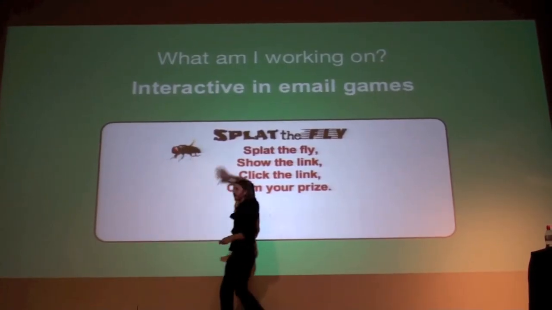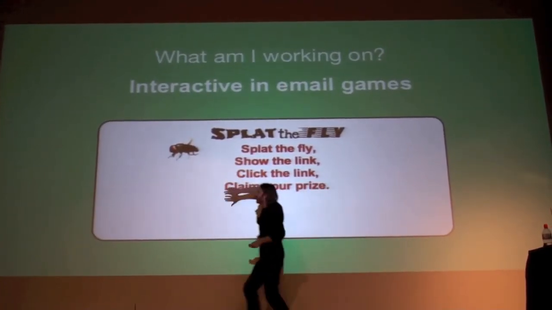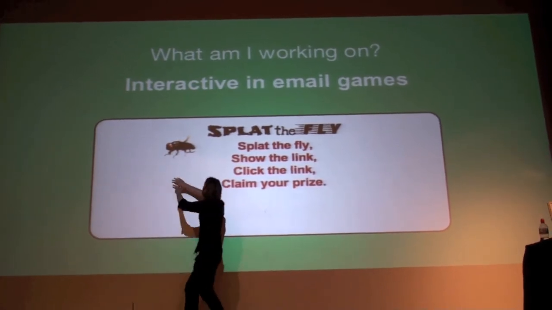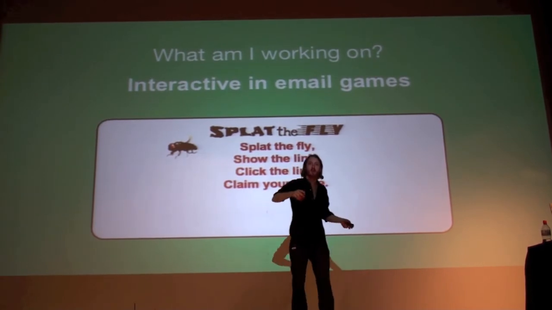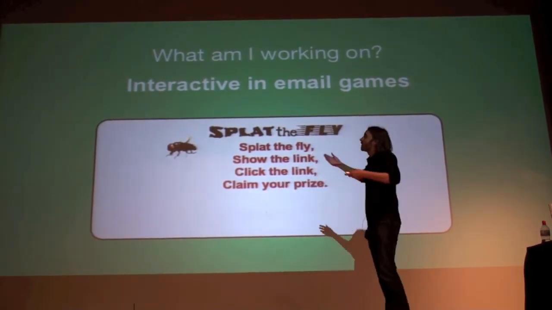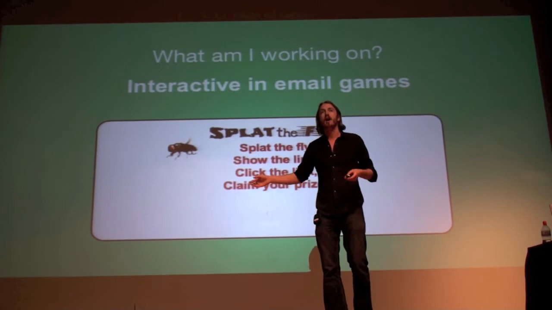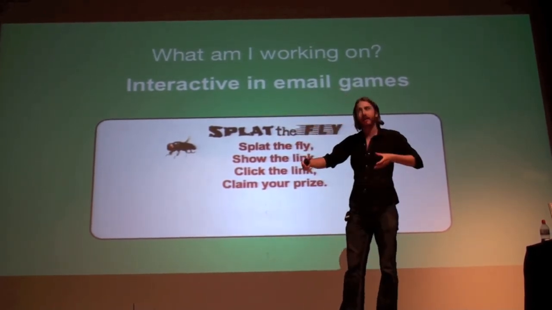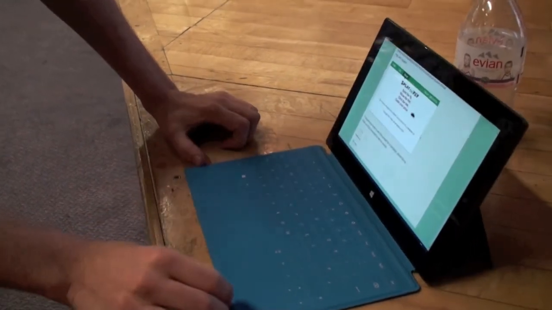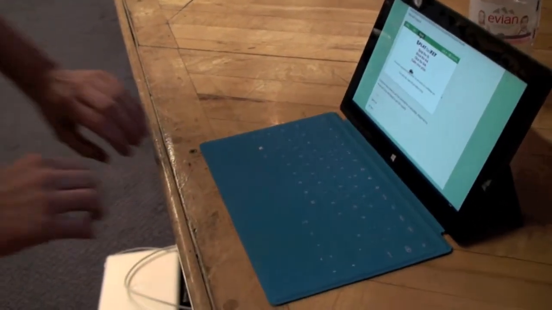The fly buzzes around your email, and then when you splat it, you splat the fly, by hovering over it with your mouse on your desktop or tapping it, because you've got that sense of achievement of catching the fly, you're more likely to click the link. So when you splat the fly, you'll see a link appear. Mark's very kindly agreed to show me what he meant about the bee on an email.